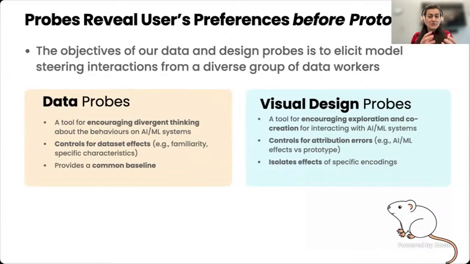We also introduced specific errors and flaws in the data probe to see how people would react to it, which is not something that we could necessarily guarantee with data that they're bringing in from the wild. The goal of the visualization design probes was also to reduce potential attribution errors. So understand, is something working well because the interaction is working well, or because of the way that it's designed, or something else? So we really wanted to isolate the specific effects of the encodings and the interaction choices.